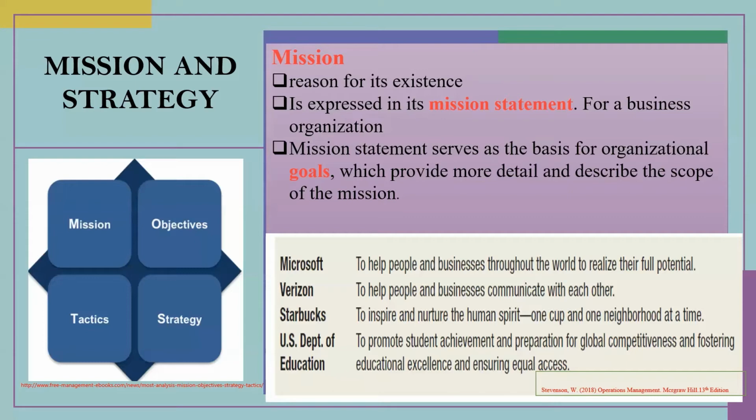So in the presentation here, you can see below that there are examples of mission statements. These are selected portions of a company's mission. So for Microsoft, to help people and businesses throughout the world to realize their full potential. Verizon, to help people and businesses communicate with each other. For Starbucks, to inspire and nurture the human spirit, one cup and one neighborhood at a time. Or the U.S. Department of Education, they have something like this: to promote student achievement and preparation for global competitiveness by fostering educational excellence and ensuring equal access.